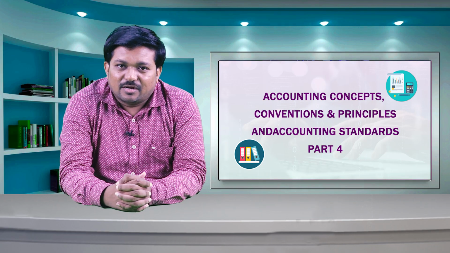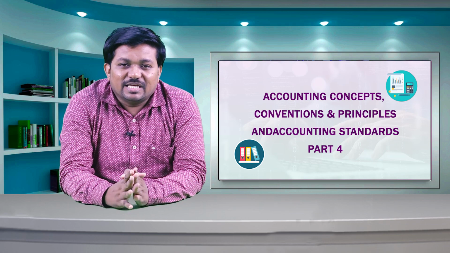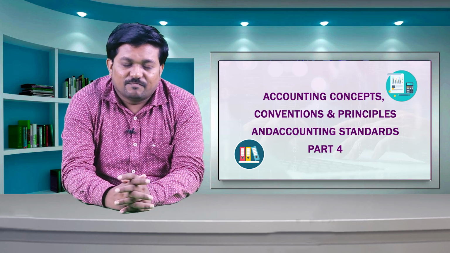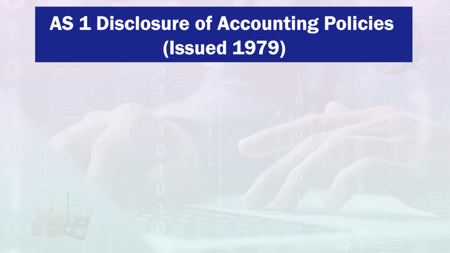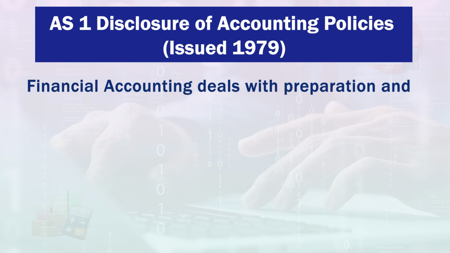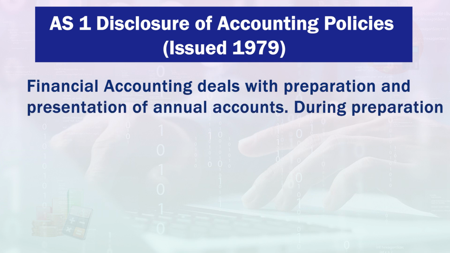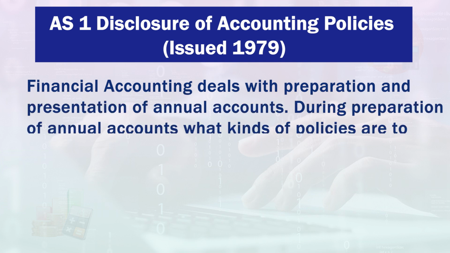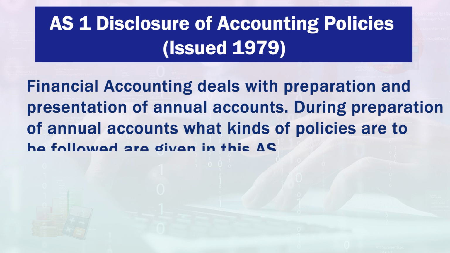Now we will understand the objective of each standard in brief. AS1, Disclosure of Accounting Policies, issued in 1979. Financial accounting deals with preparation and presentation of annual accounts. During preparation of annual accounts, what kinds of policies are to be followed are given in this accounting standard.